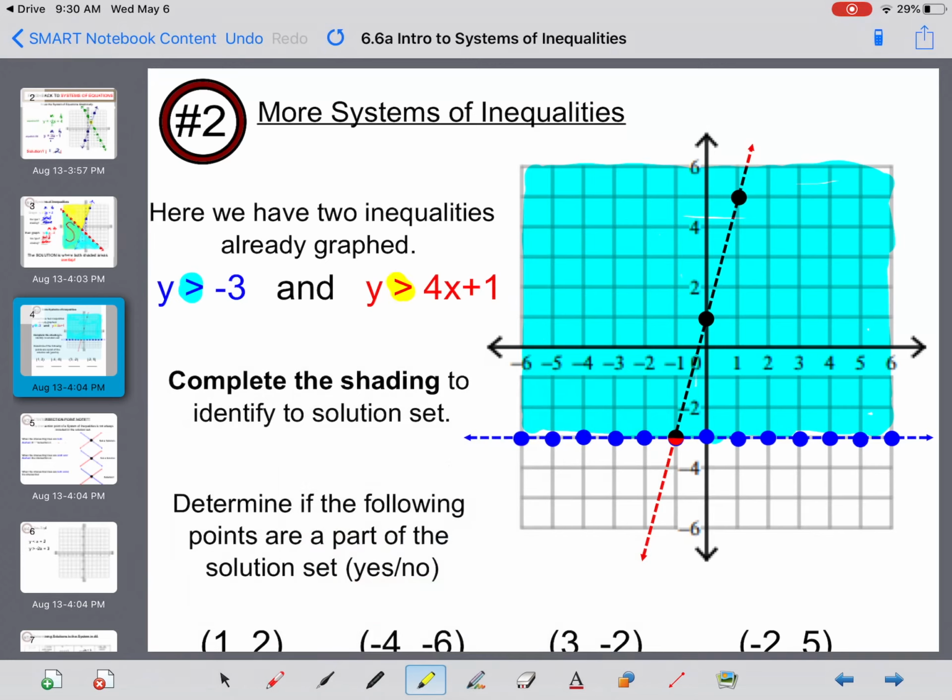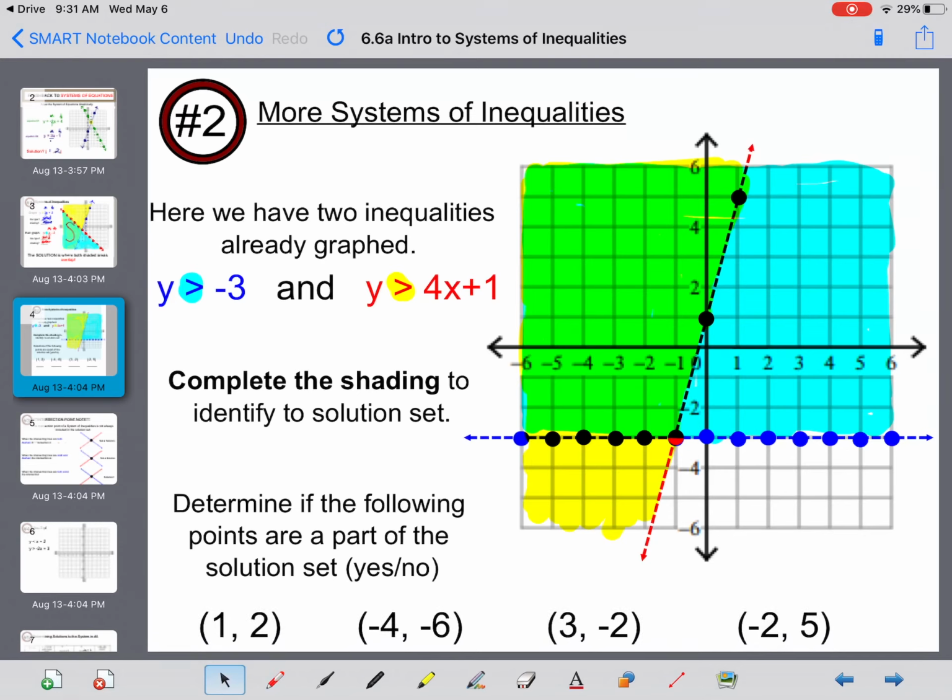Now for the red line, we'll do it in yellow this time. Greater than, above. So again, put your point and go above. So everywhere above this line. And again, we have that same scenario as before. We have a distinct yellow shaded region, a distinct blue shaded region, and this green shaded region. Solution set again is where they overlap, which would be in the green shaded region.